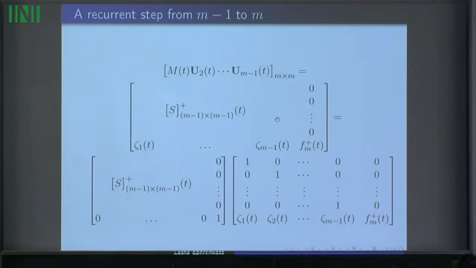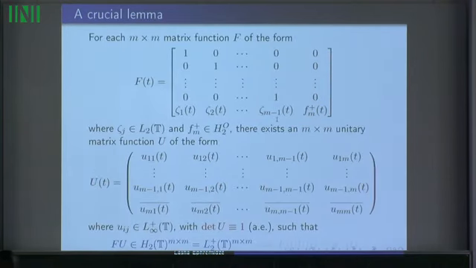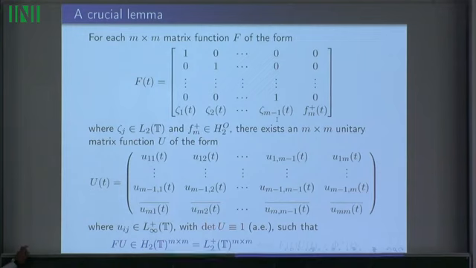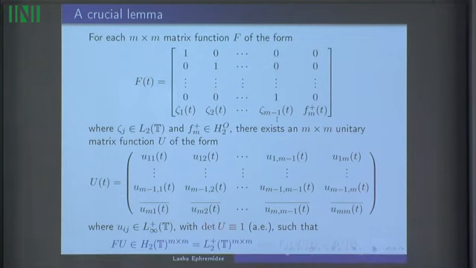And this is one of the main lemmas, the main theorem of our result, that for every such matrix function where this is an outer analytic function and these are just L2 functions, there exists a unitary matrix function of this form. Here we have all entries analytic and these anti-analytic functions are from H infinity, and the determinant is equal to 1, and the product is analytic already.